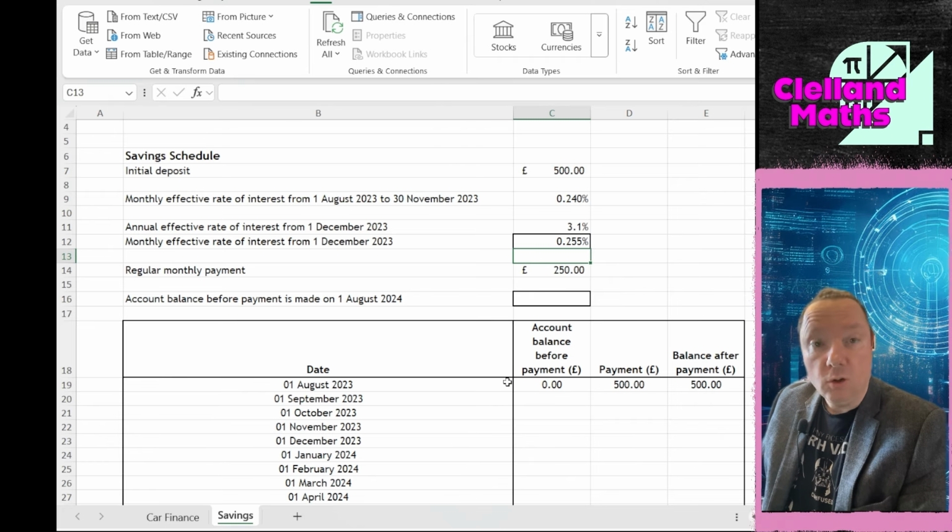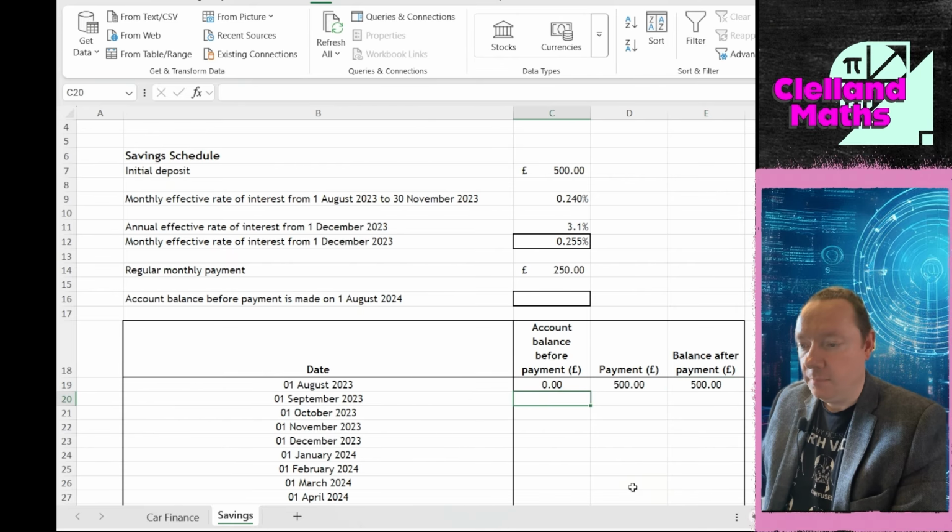Now we'll start working on our table. So we've got 1st of August 2023 has already been filled out, account balance before payment, then he made a payment, balance after payment. So I need to work out what to put in here. So he's put some money in August and it's £500. At the start of September then, a month later, his balance is going to be 500 plus the interest he gets that month, which is 0.24.